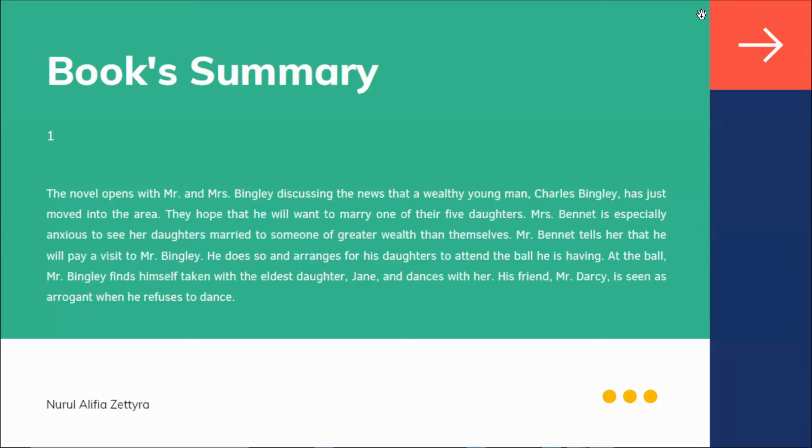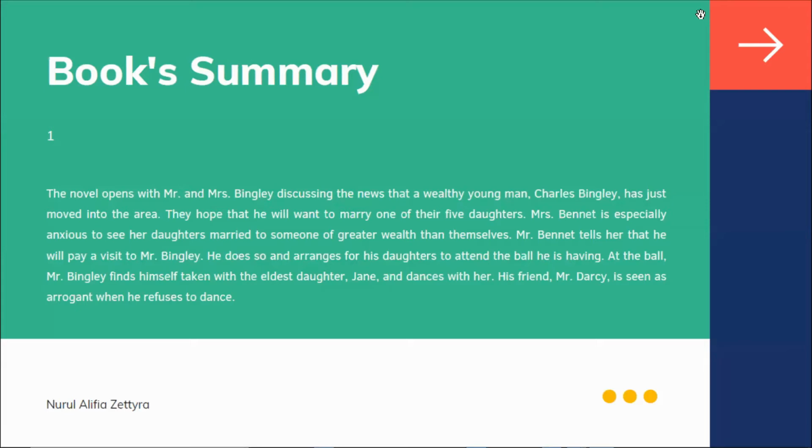So we're going to move on to the book summary. The novel opens with Mr. and Mrs. Bennet discussing the news that the wealthy young man Charles Bingley has just moved into the area. They hope that he will want to marry one of their five daughters. Mrs. Bennet is especially anxious to see her daughter married to someone of greater wealth than themselves.